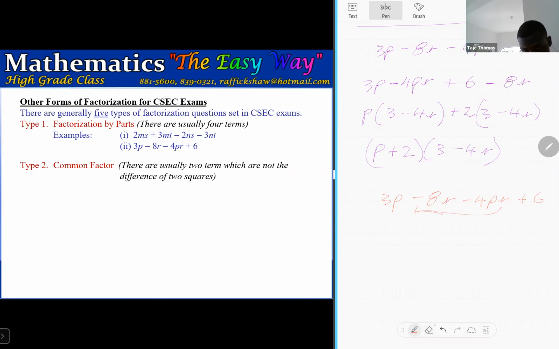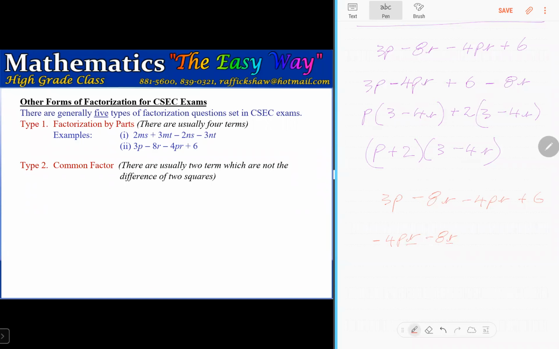So you're saying, I mean, you can rearrange it a million different ways, but the values must be in a friendly order. All right, so you're saying put negative 4pr and minus 8r. So your common factor first is going to be the r. That's what you're saying, right?